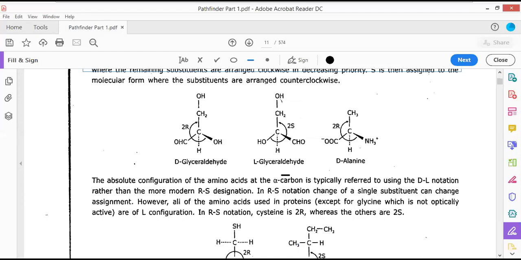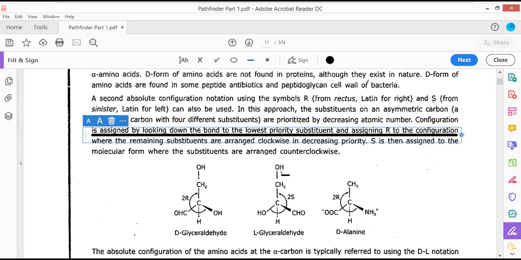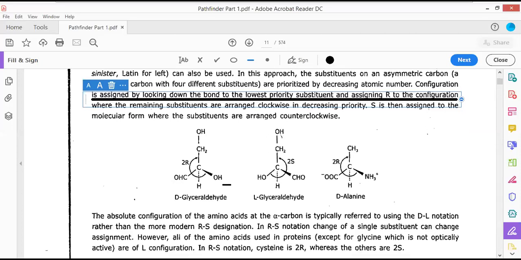Now, the amino acids can have two different configurations. One is referred to as the R configuration, and another one is referred to as the S configuration. When you classify all the amino acids, all amino acids will exhibit the R form of configuration, except serine, which will exhibit the S configuration.